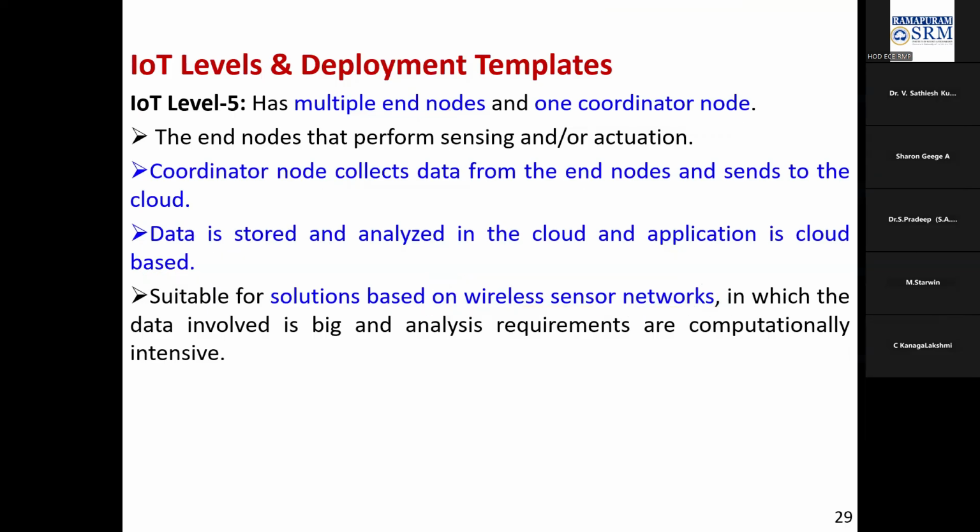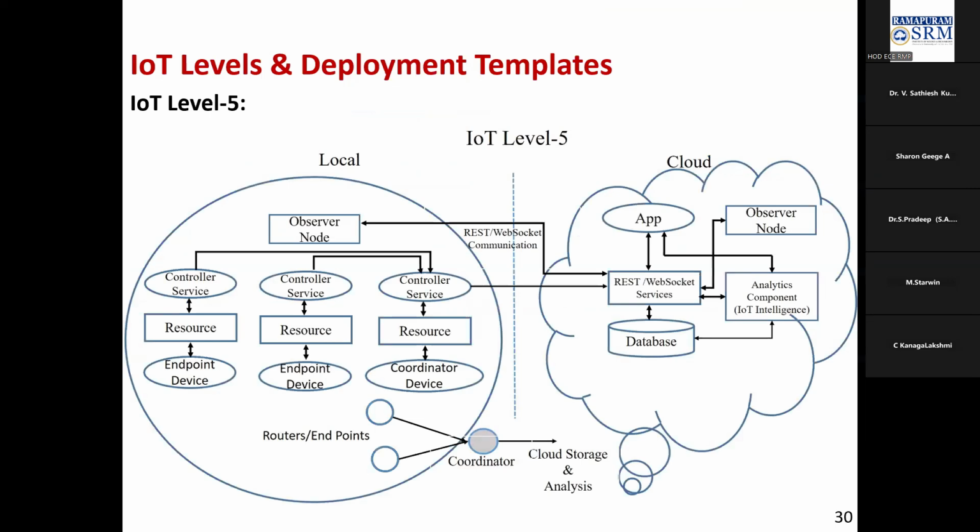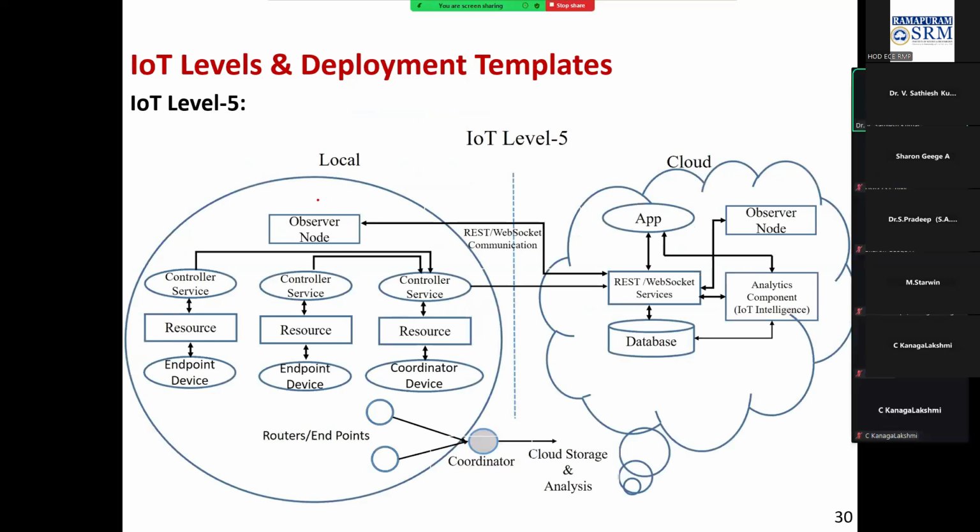So let us try to understand with the help of a diagram. Here you see, I have a local side and a cloud side. On the local side, you can see there are many devices, device 1, device 2, device 3, like that. I have n number of devices. Out of those n devices, one device will act like a coordinator. The endpoint devices will gather the information and send it to the coordinator. All this data will go to the coordinator.